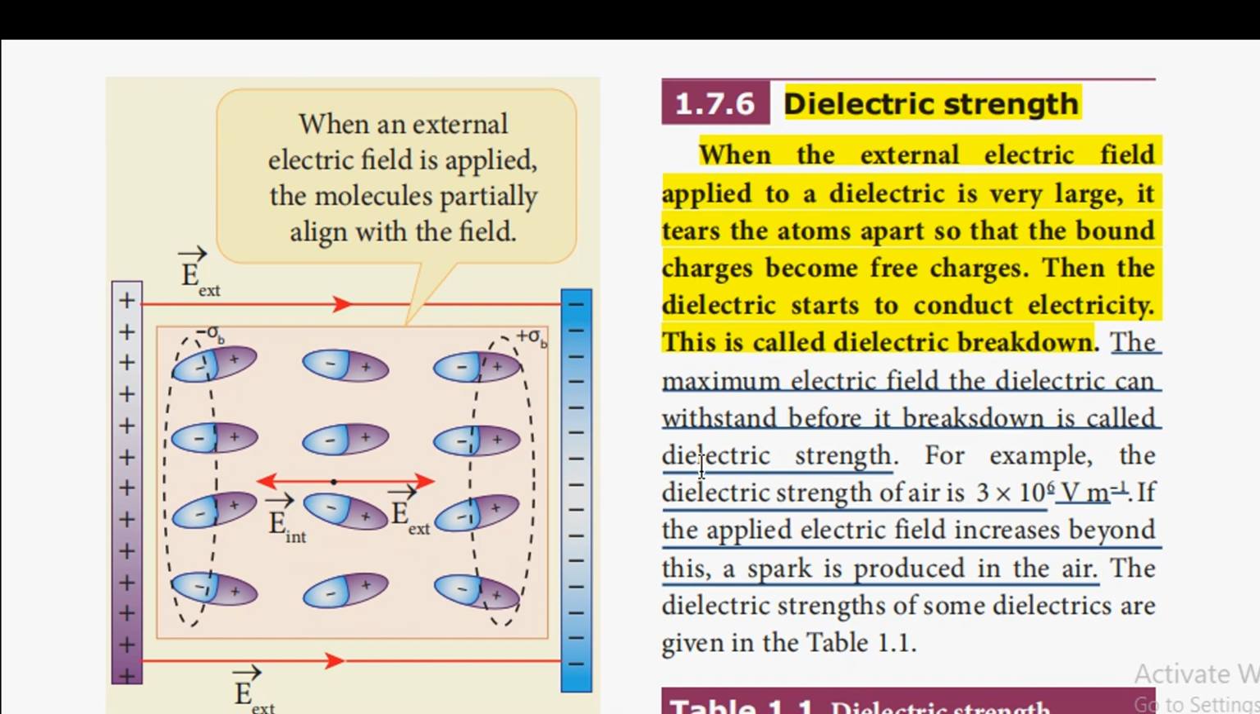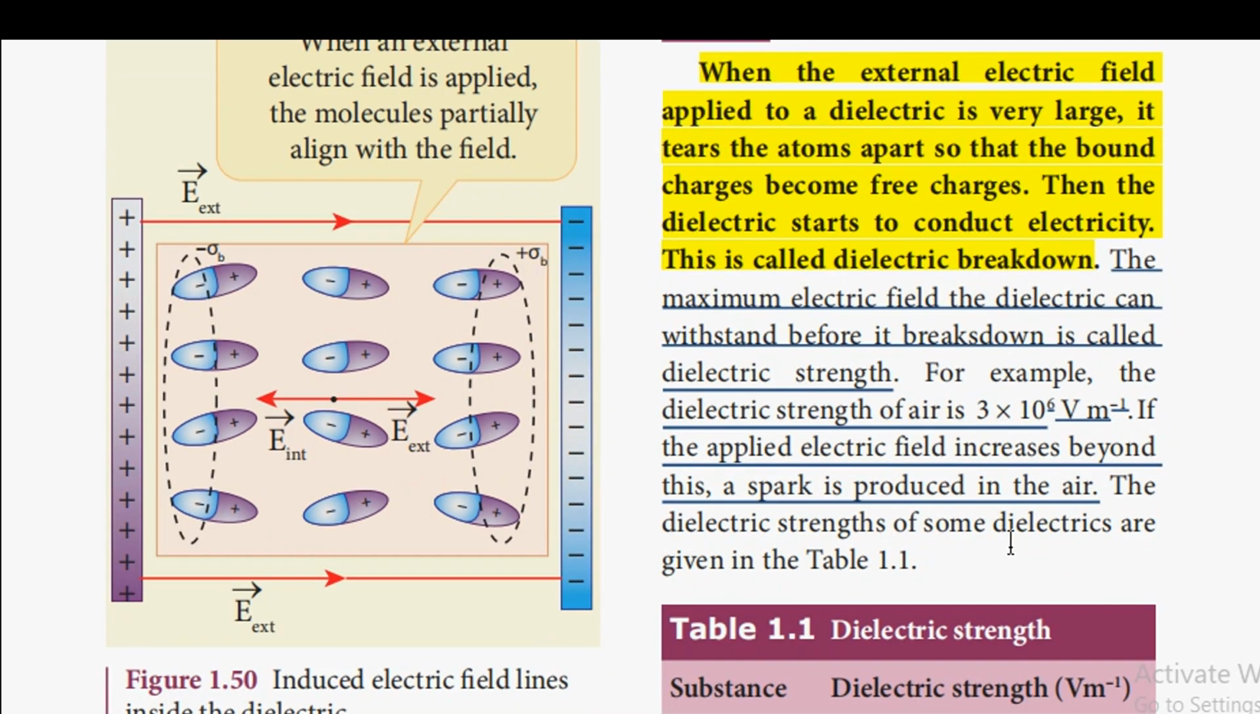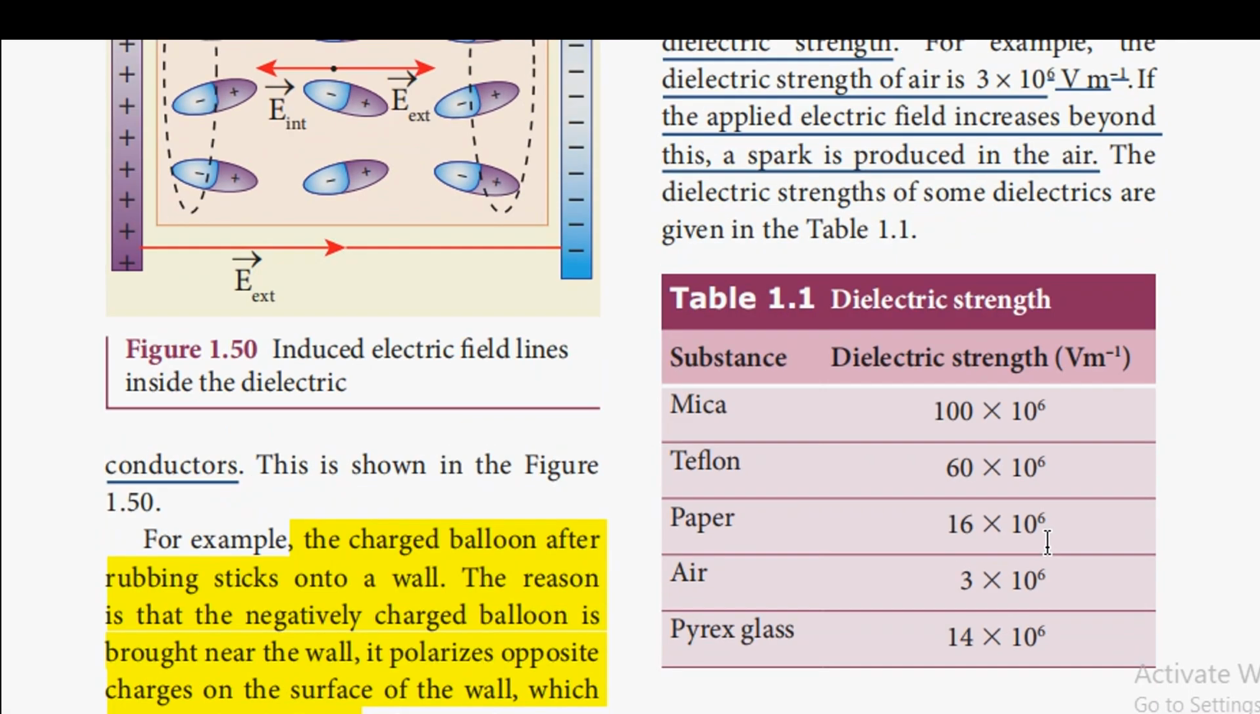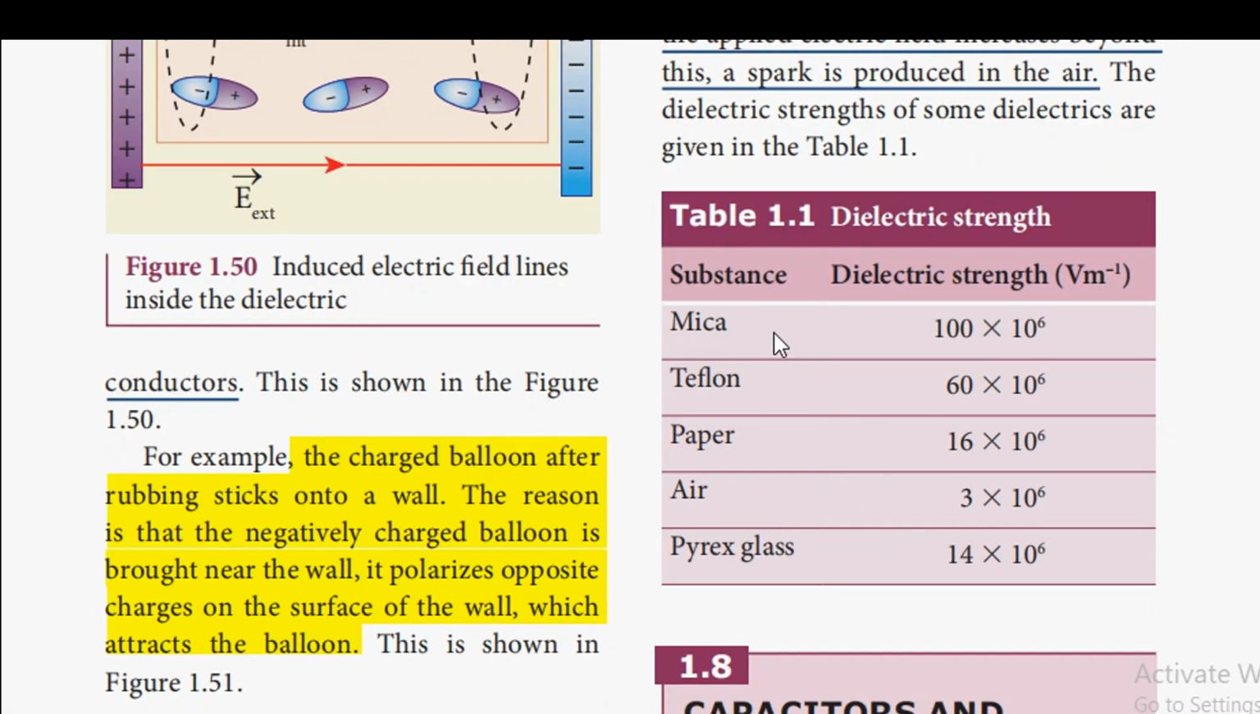Now let us see what is dielectric strength. That's the maximum electric field the dielectric can withstand before it breaks down. That is called dielectric strength. For example, the dielectric strength of air is 3 into 10 power 6 volt per meter. So that's about 30 lakh volt per meter. If the applied electric field increases beyond this, a spark is produced in the air. The dielectric strengths of some of the dielectrics are given in this table: mica, Teflon, paper, air, and Pyrex glass.